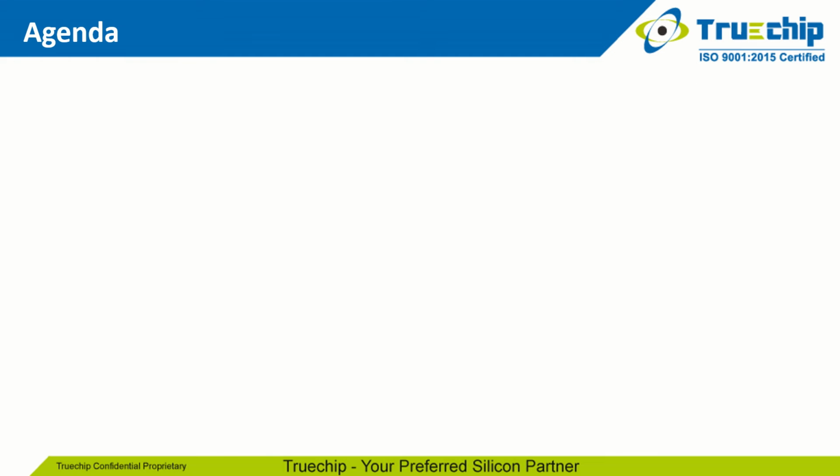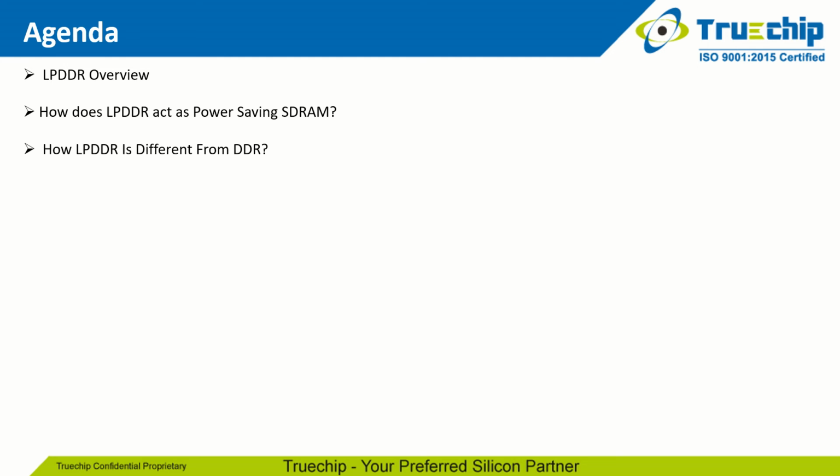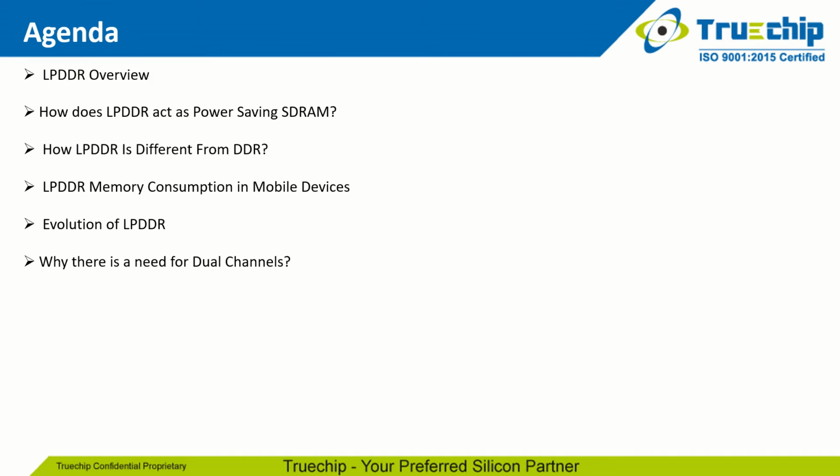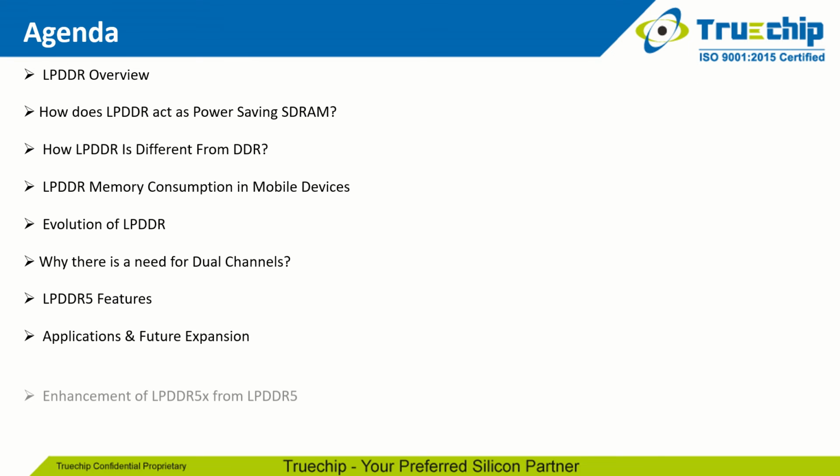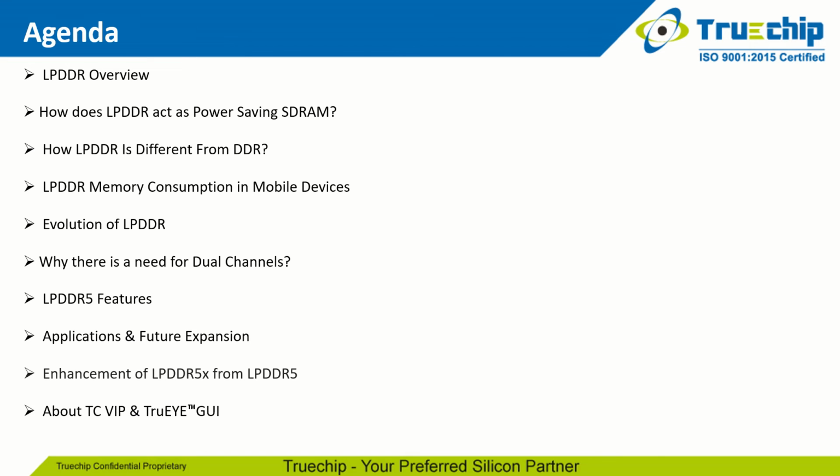In today's webinar, the agenda will be as follows. First, we will discuss the LPDDR overview, then how LPDDR acts as a power saving SDRAM, how LPDDR is different from DDR, LPDDR memory consumption in mobile devices, evolution of LPDDR, also why there is a need for dual channels, covering LPDDR5 features, applications and future expansion, enhancement of LPDDR5X from LPDDR5, and at last about TrueChip VIP and TrueEye GUI.